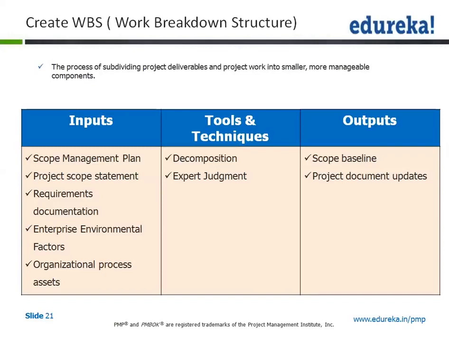And the Create WBS process results in an output of what? Scope baseline, which is a very crucial document. And the second one is project document updates. Why? Because we have given requirements documentation as an input, and once we make up the WBS, I'm sure there would be changes to the documents we have used as an input. So the output will be project document updates.